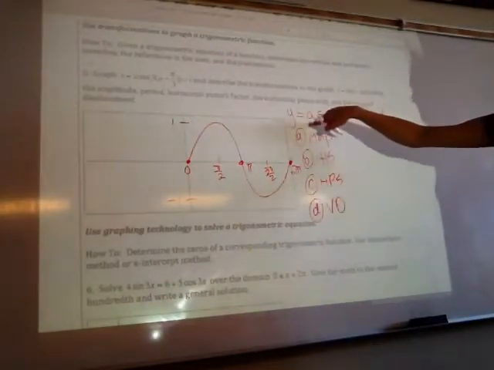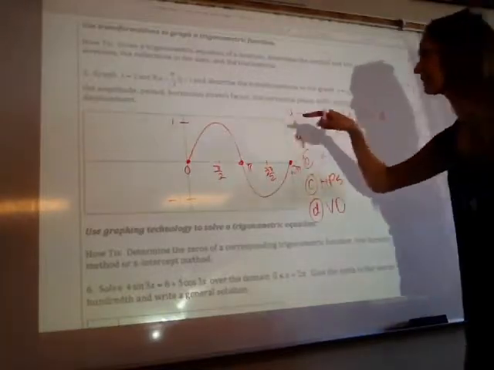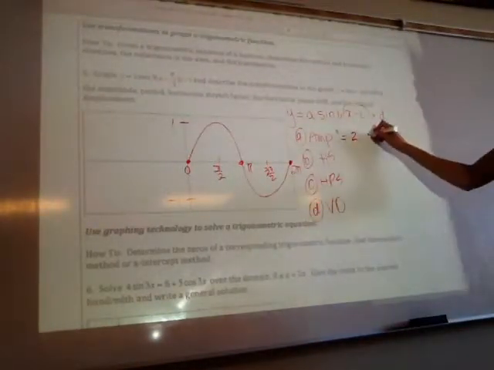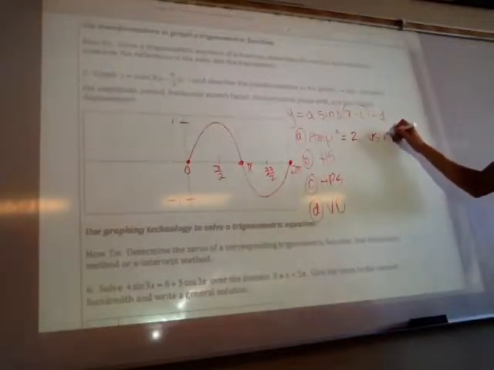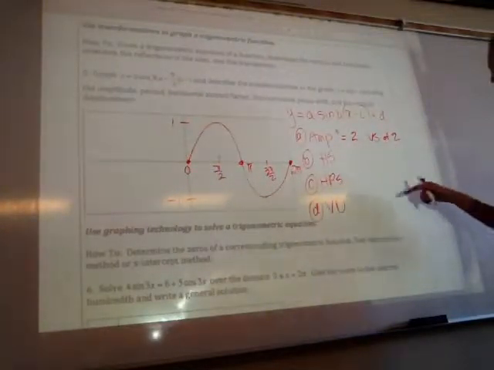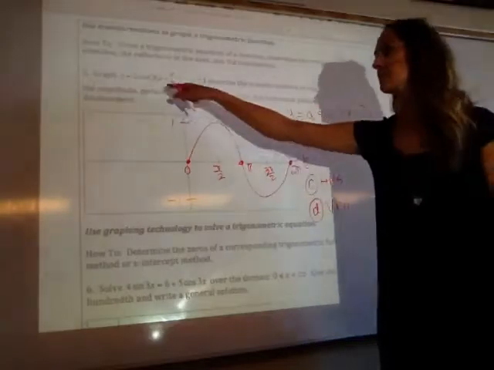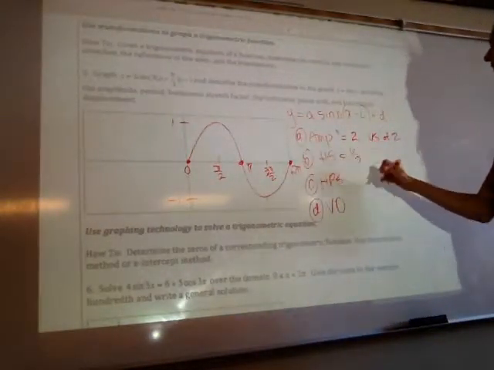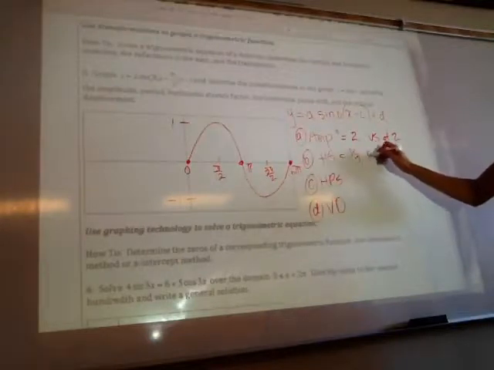Amp is literal. Whatever your A value is, that's what it is. So amp here is 2. We can also describe it as a vertical stretch of 2. Our horizontal stretch will always be reciprocal, 1 over 3.